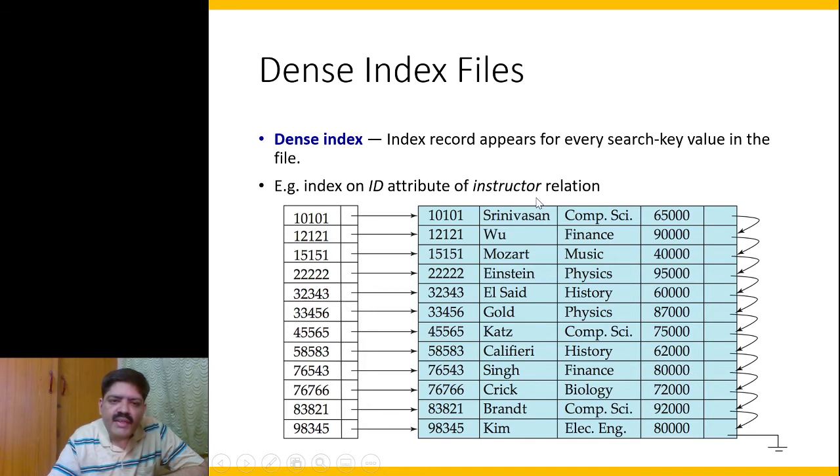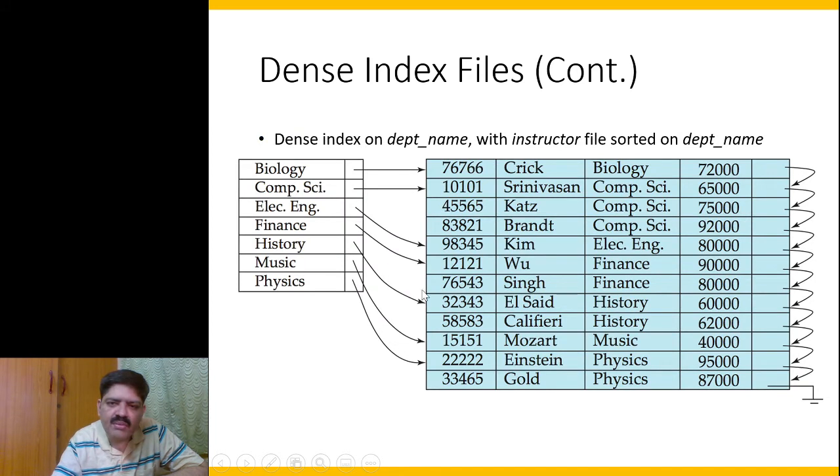We also have dense and sparse indexes. A dense index is where an index record appears for every search key value in the file. So if there is a one-to-one mapping, then I call this a dense index. We'll look at a sparse index example also shortly.